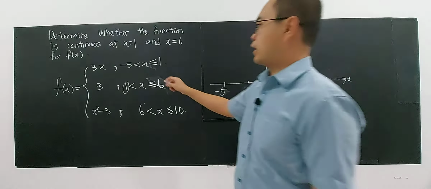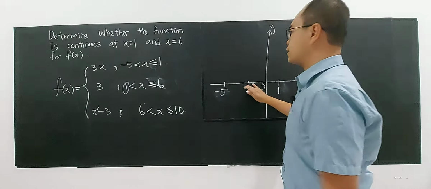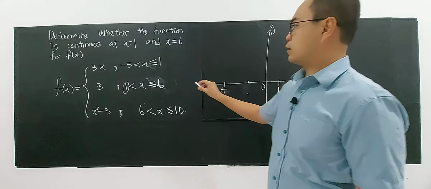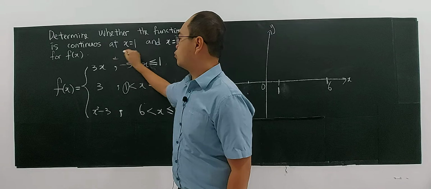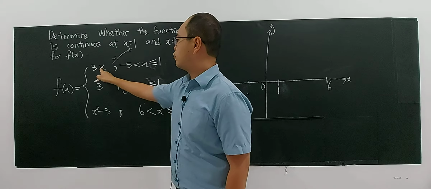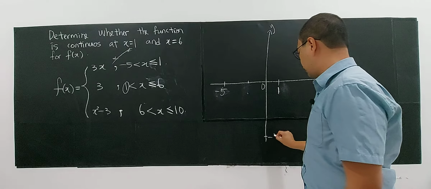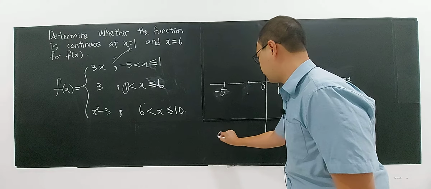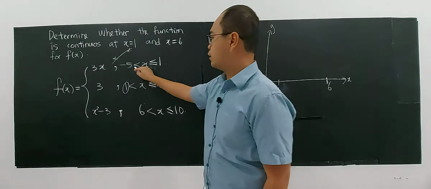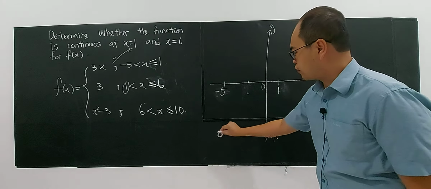From negative 5 to 1 is a straight line, 3x. Since it is a straight line, you just need 2 points to sketch. At negative 5, 3 times negative 5 gives negative 15. I just roughly sketch it. There is an empty hole at negative 5 because there is no equal sign here. So you're getting a revision of sketching the graph of a piecewise function.